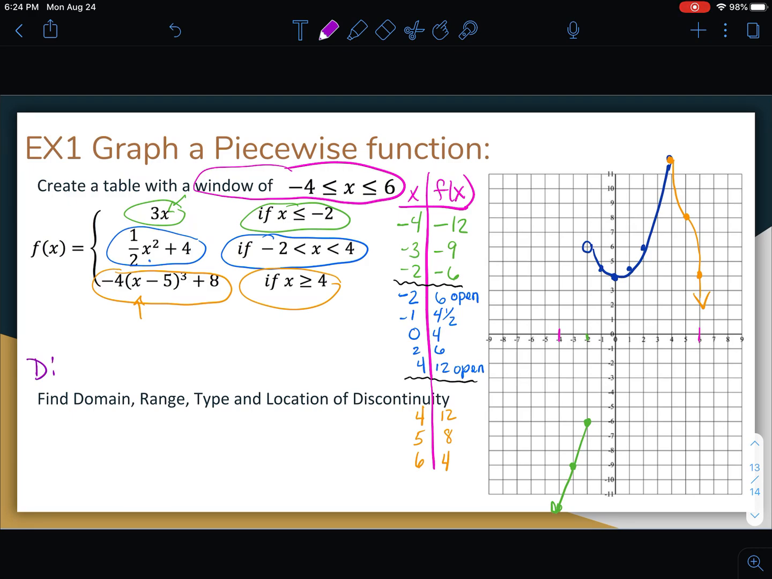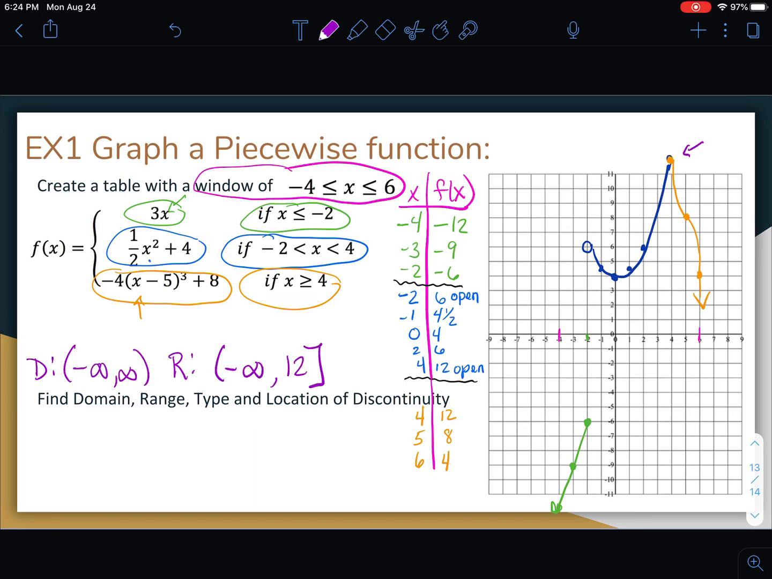Okay, so our domain is, let's see here, looks like all real numbers. There's no issues. We can plug everything for an input in. So we are going to say -infinity to +infinity. That is all real numbers. The range. So the range, for this one, looks like we have a maximum and then everything else is going to be below that. And our maximum is up here at 12. So we're going to say the range is from -infinity all the way up to 12 with a bracket. We include 12.